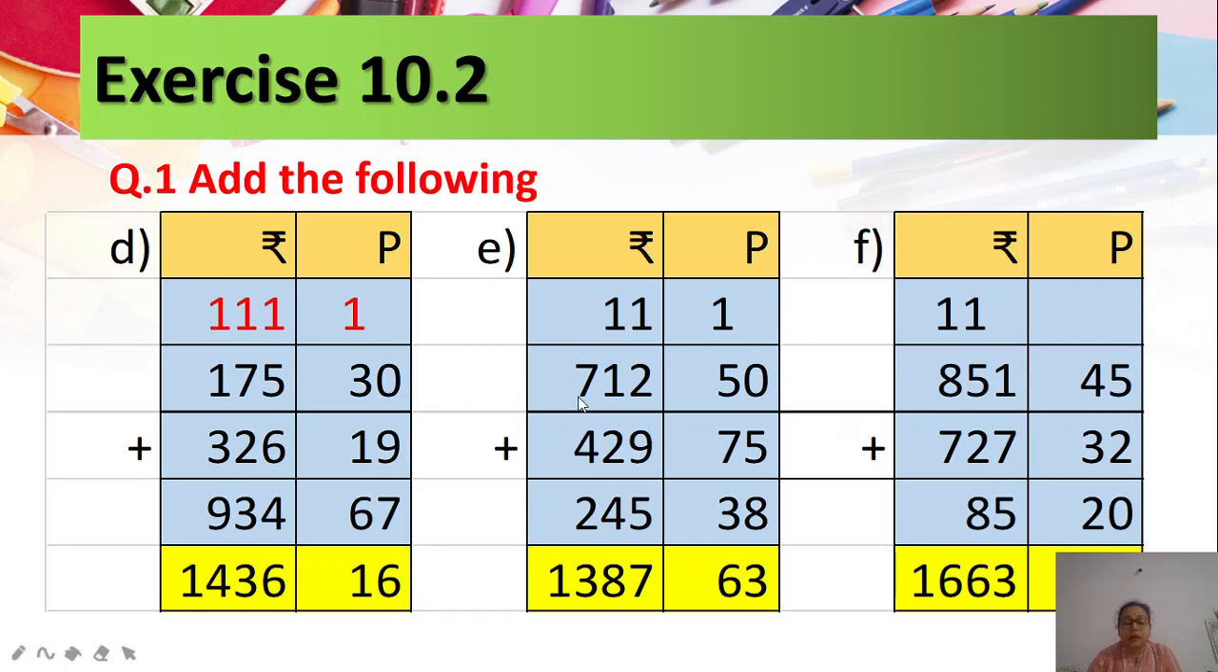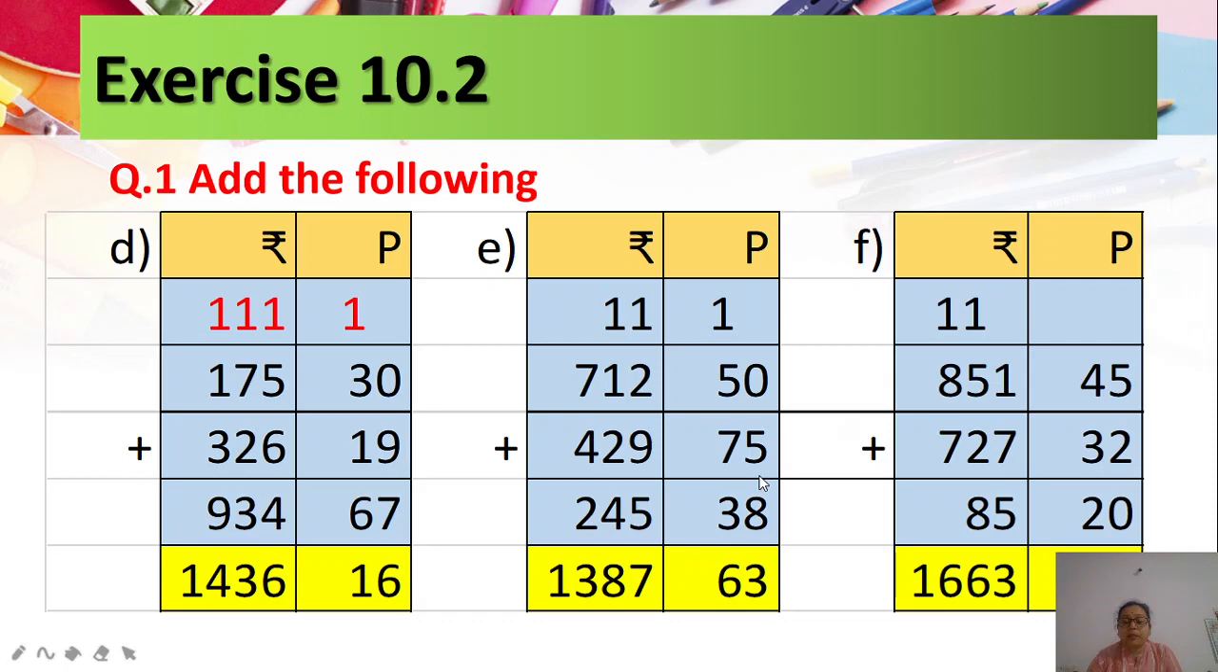Just look at question number E. We are adding here 712 rupees and 50 paise, 429 rupees 75 paise, 245 rupees and 38 paise. We will do the addition. We have arranged paise in the paise column and rupees in the rupees column. We will start the addition now.